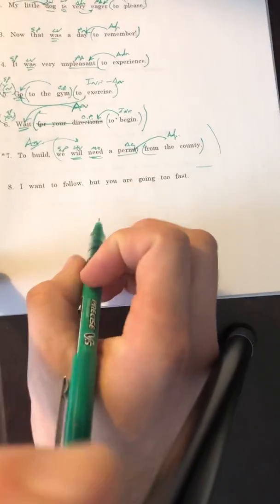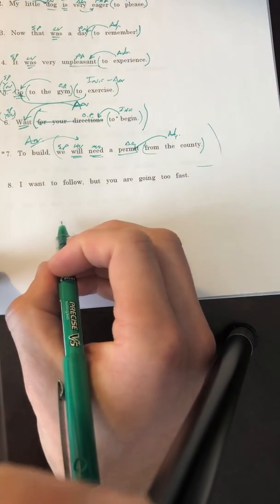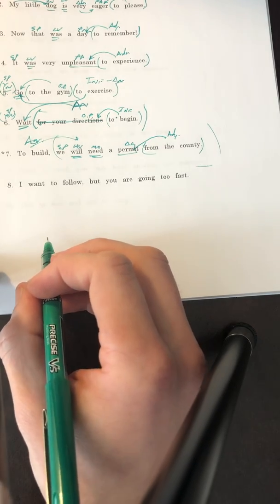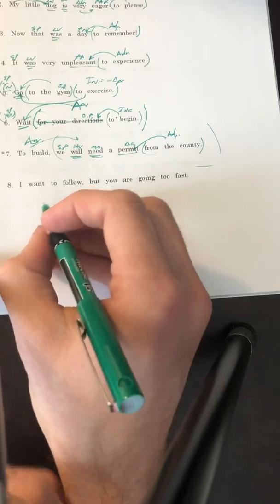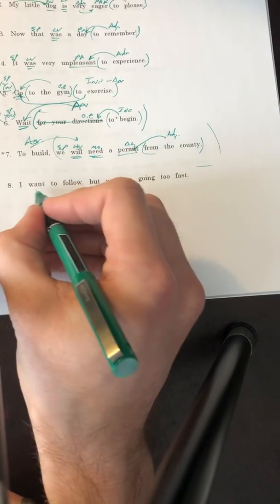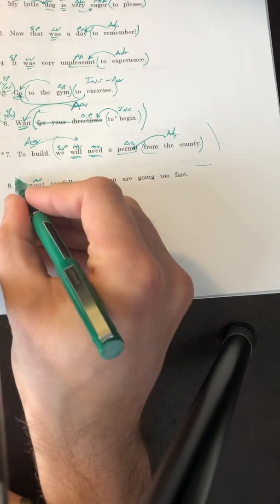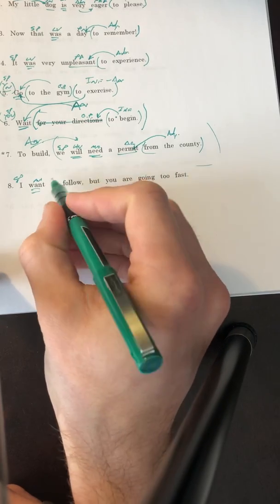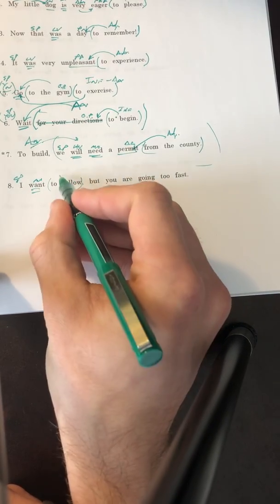I want to follow, but you are going too fast. Maybe some of you are saying that, but I'll just again say, don't forget to pause it if you need at different points and rewind it. So, I want to follow. So, want is the verb, the main verb. Who or what wants? I want what? I want to follow. In this case, you've got a noun phrase. It's functioning as a noun, a direct object.